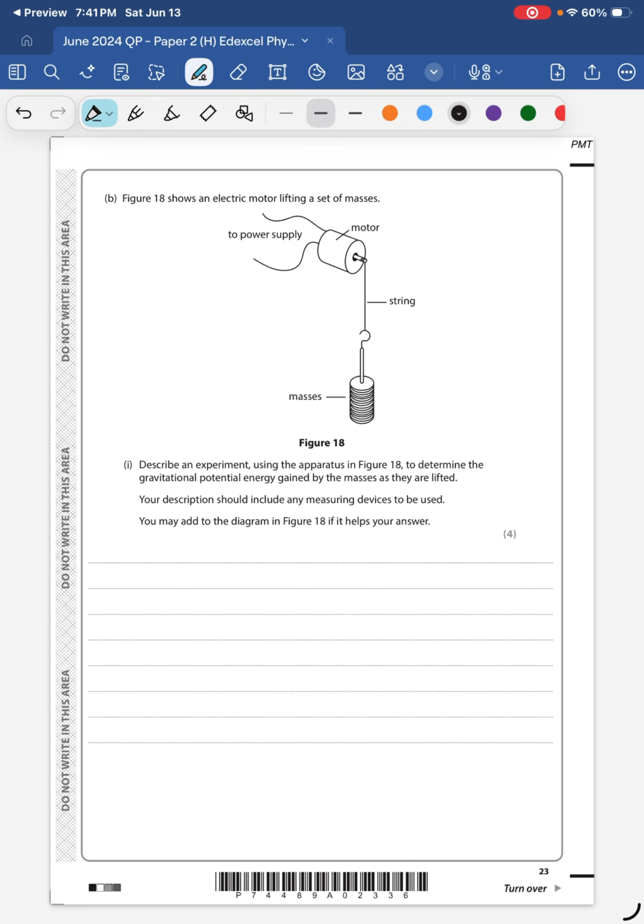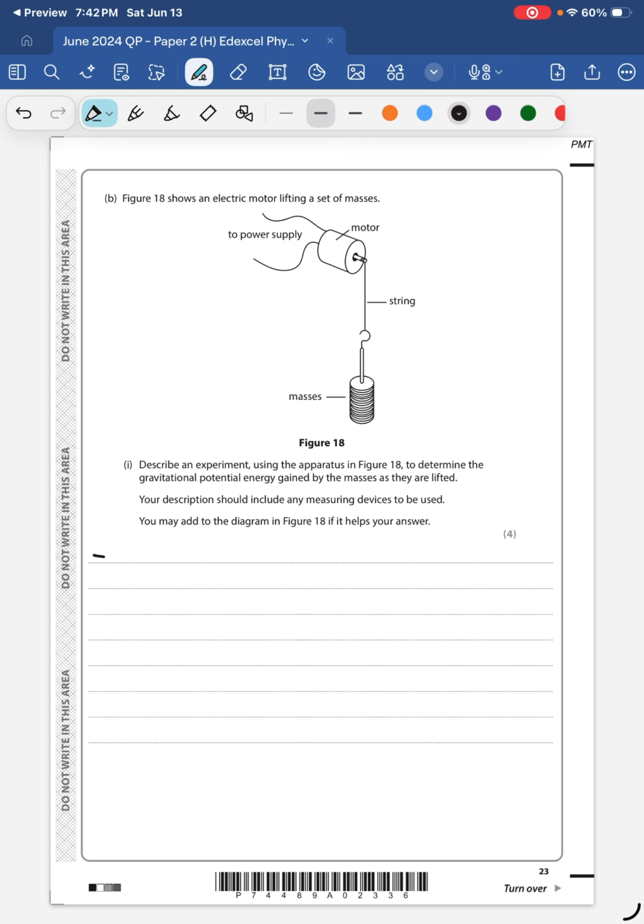Figure 18 shows an electric motor lifting a set of masses. So, okay, we have the motor, the string, and the masses. Question I. Describe an experiment using the apparatus in figure 18 to determine the gravitational potential energy gained by the masses as they are lifted. Your description should include any measuring devices to be used. You may add to the diagram in figure 18 if it helps your answer.